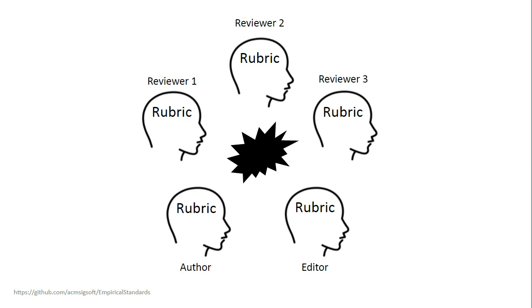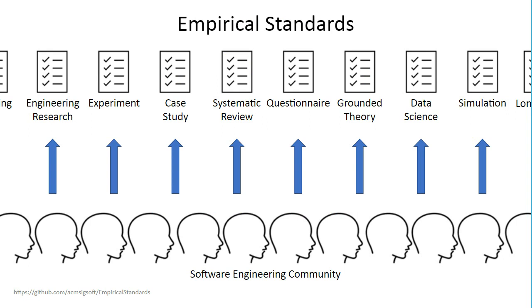The solution is for the software engineering community to decide together what good means. Furthermore, we can't just have a single definition of good because software engineering has such rich methodological diversity. For example, our expectations for a controlled experiment are very different from our expectations for a case study. So we need to create different standards for each common methodology.